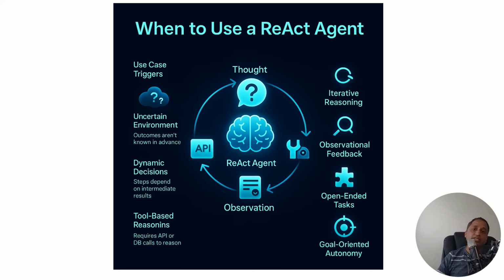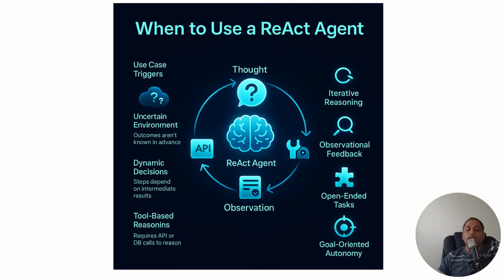And the next one is tool-based reasoning, when the agent needs to use APIs, look up a database, or call other services to gather information before it can respond. Number three is the thought-action cycle. If solving the task requires back and forth reasoning like research or debugging or customer Q&A, this is where React shines.